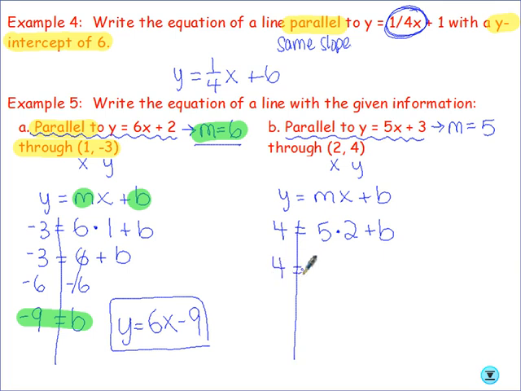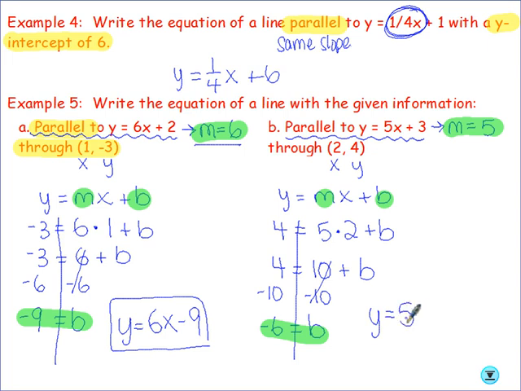5 times 2 is 10, plus b. We want to move that 10, so I'm going to subtract 10 from both sides. 4 take away 10 is -6. There's your b. We are ready to plug m and b right there and there. Final answer, y equals 5x take away 6. Hopefully you got that one right.